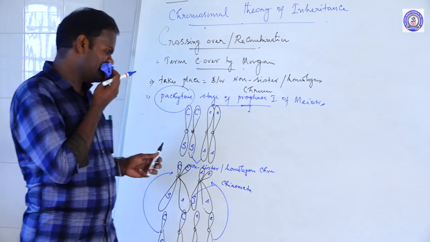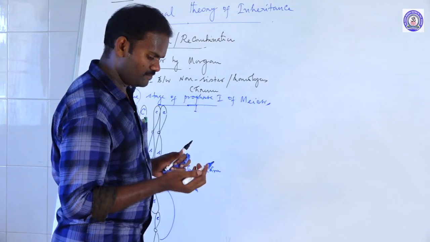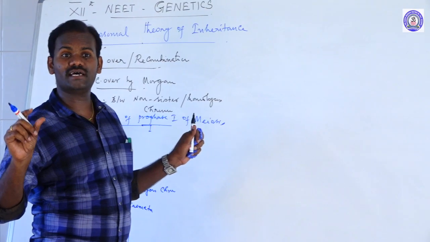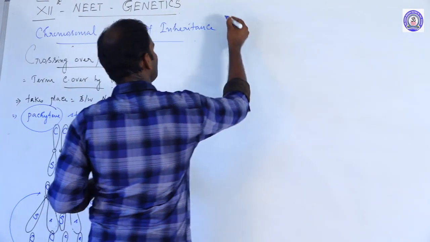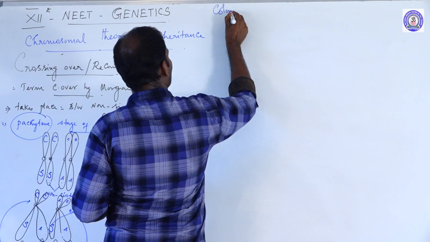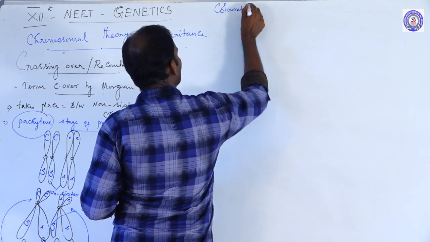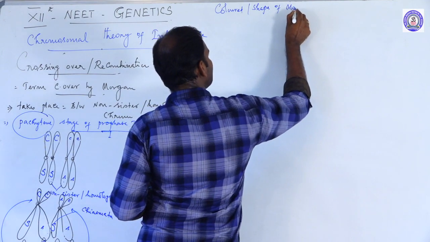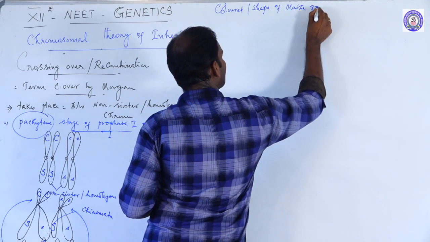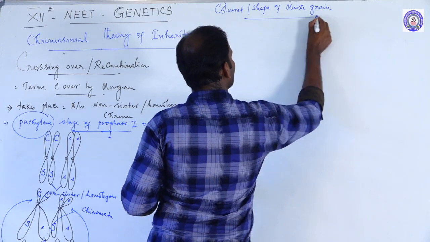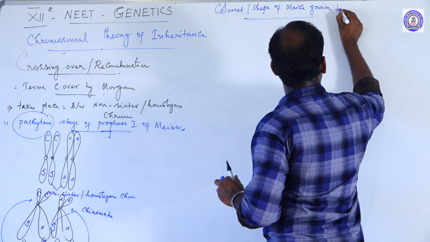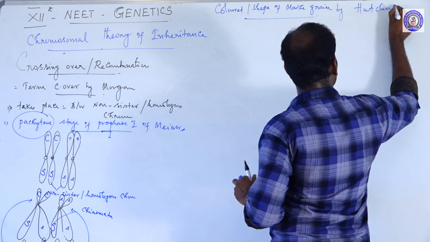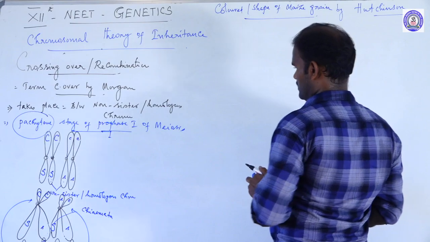Let us take an example. Hutchinson first observed crossing over in the color and shape of maize seed, maize grain. The crossover was reported by Hutchinson.